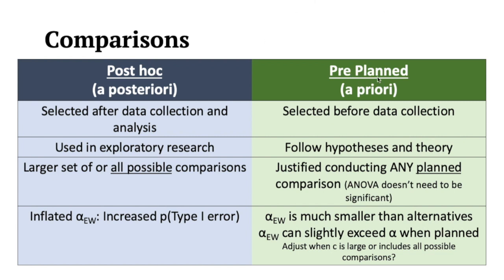Where pre-planned is you made these decisions not based on a p-value, you made them based on theory or hypotheses or previous literature. And so they're going to be more grounded in something that's going to have a less likelihood of a type 1 error. So pre-planned is better than post hoc in terms of type 1 error rate.